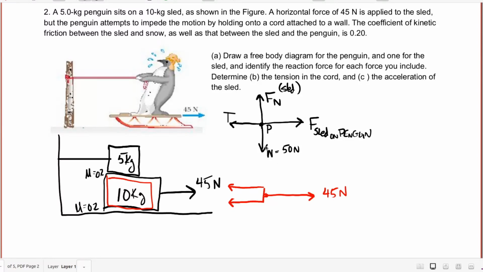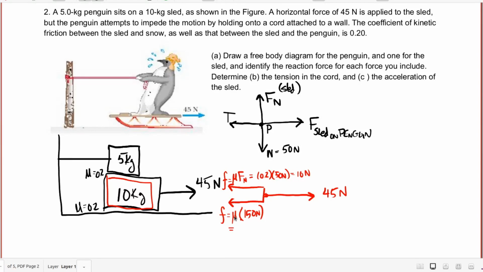Since the weight of the penguin is 50 newtons, I can see that this force here will be a force of friction equal to mu times that normal force. That normal force is 50 newtons, so this is 0.2 times 50 newtons, or 10 newtons. Now this bottom force here is proportional to the normal force that the snow exerts on the sled. Now the snow is supporting not only the 100 Newton weight of the sled, but also the 50 Newton weight of the penguin. So here this force is going to be equal to mu times the normal force of penguin plus sled, which is 150 newtons.